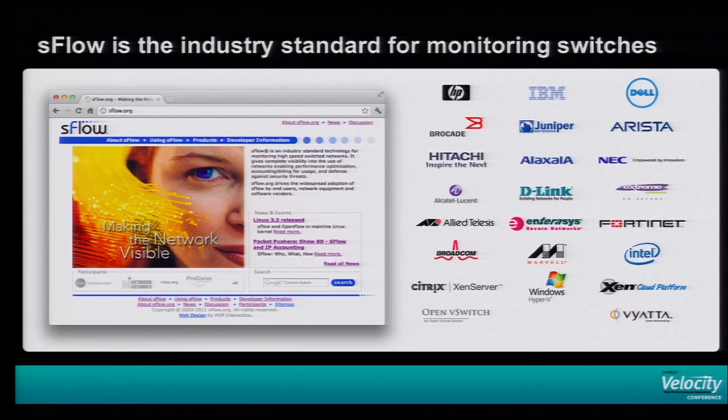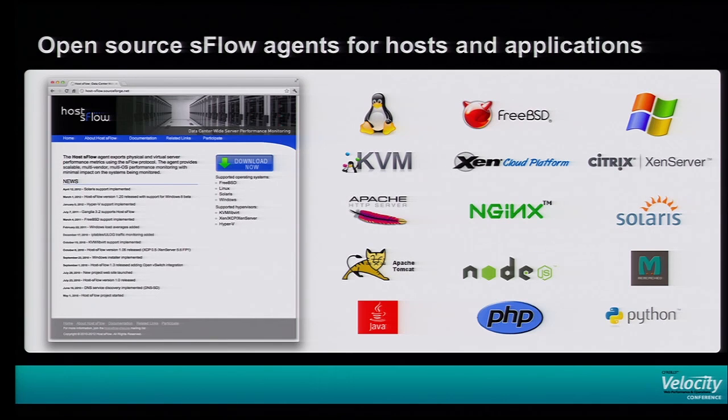So switch vendors implement instrumentation in their hardware. And the sFlow standard was developed by a consortium of switch vendors in order to ensure interoperability. Today, most vendors implement the sFlow standard, and network visibility is a question of product selection. More recently, the sFlow standard was extended to include server and application performance metrics. The host sFlow agent is an open source project that exports server performance metrics, and it forms the core of an ecosystem of related projects that embed sFlow instrumentation in an increasing range of applications, many of which you probably recognize on this slide.